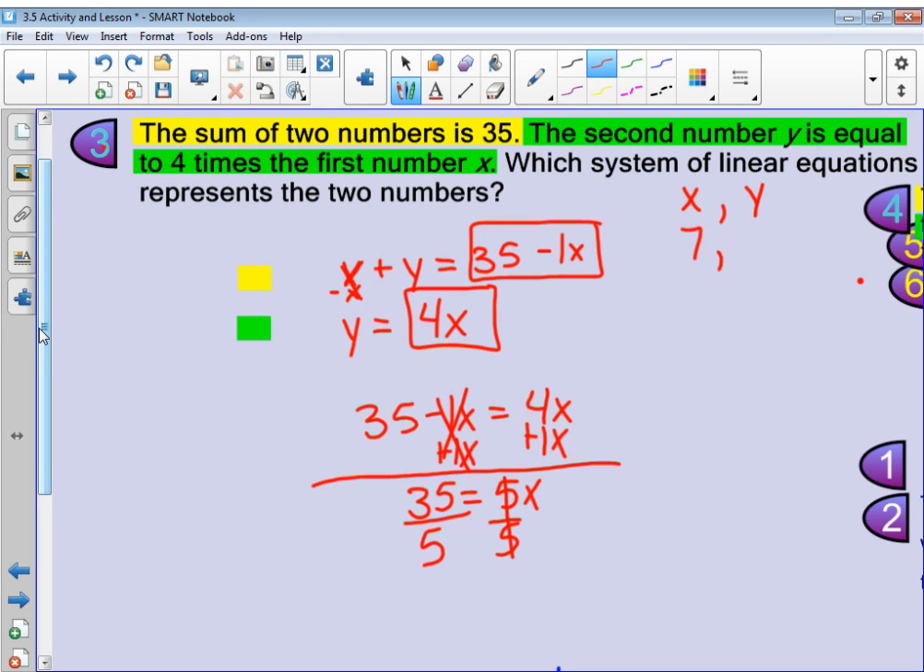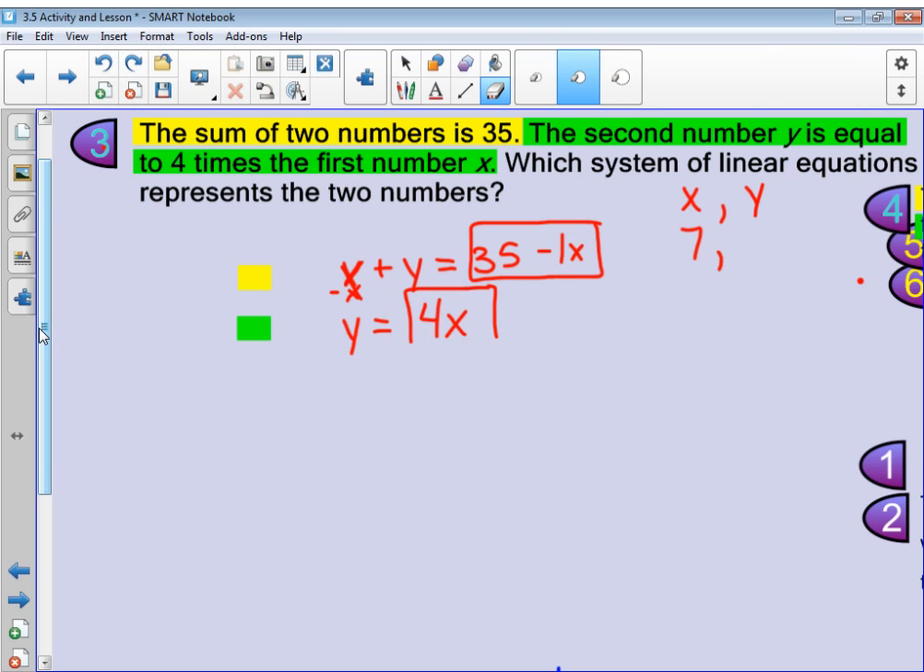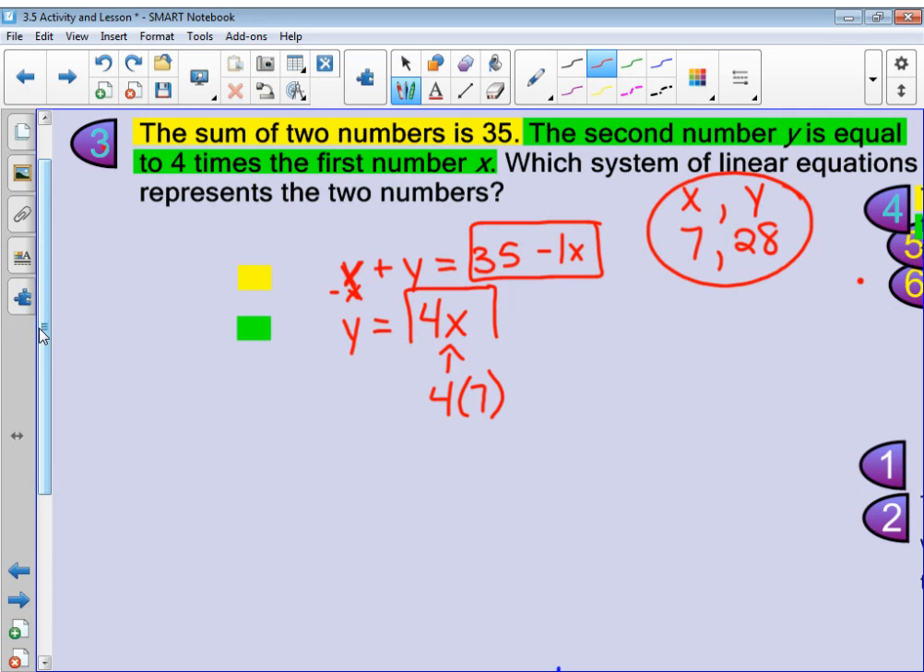Okay, so now if I want to figure out what y is, I'm going to substitute in. And it doesn't matter which equation, I'm going to plug it into this one right here. 4 times 7 gives me 28. Okay, so there's my solution to my system of equations. Okay, so I want you to try this next one.